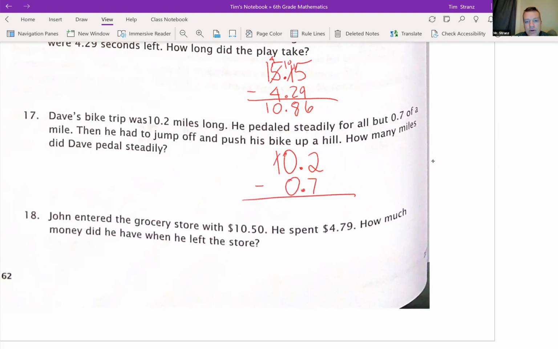Okay, so I have to go over here, borrow this. That becomes 0. This becomes a 10. Borrow that. That becomes a 9. 12 minus 7 is 5. Decimal 9. So 9.5 miles he rode steadily.